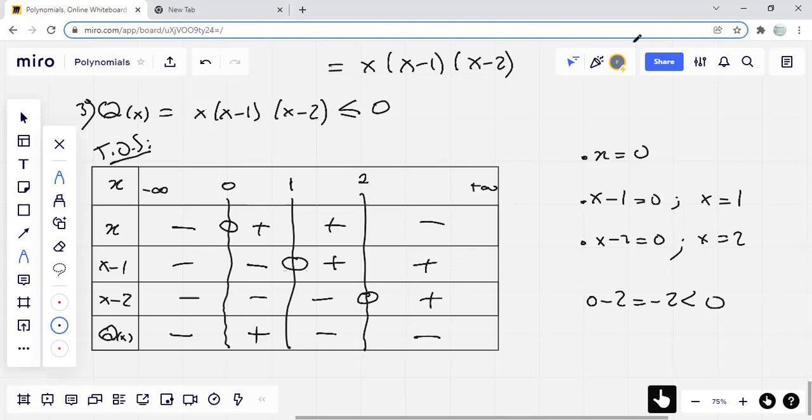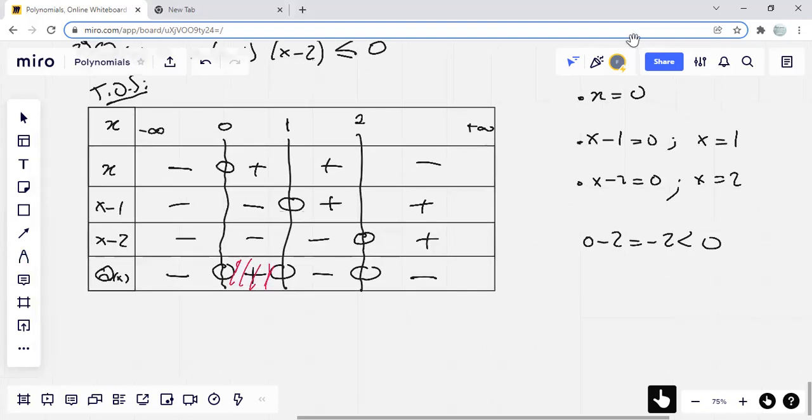Okay. And of course, 0. This is 0. 0 times anything will be 0. And the other 0 will also be 0. And q of x has 3 roots, as we noticed. The 3 roots are 0, 1, and 2. Now they want us to solve that q of x is less than or equal to 0. As we can notice here, in this interval, q of x is positive. So we do not want this interval, but we want everything else.